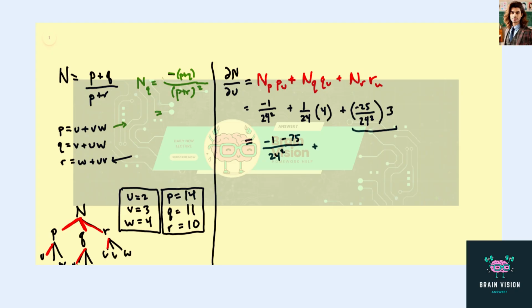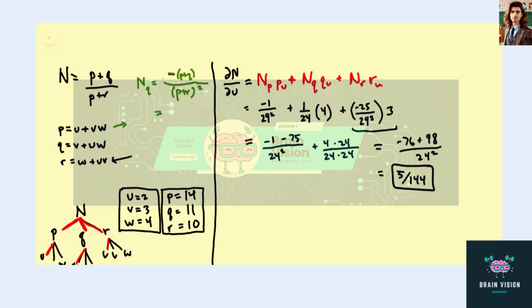And then we have 4 over 24. To get the same denominator, might as well multiply by 24, which will give us 98 on top. So -1 minus 75 plus 98 all over 24 squared. All right, and if we compute that, grab a calculator, we should end up with, when everything's reduced, 5 over 144. So make sure that's what you get.